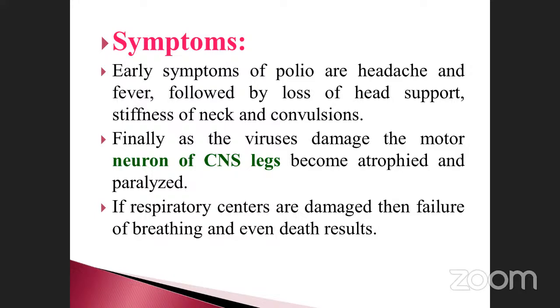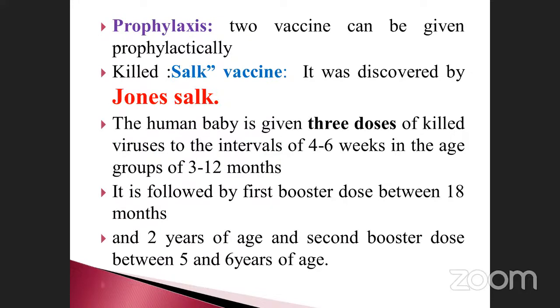Okay, see the prophylaxis. Two vaccines can be given prophylactically. Killed Salk vaccine. Note it down. This is very, very important. We are also getting the polio vaccine. That vaccine is called the Salk vaccine. It was first discovered by a scientist called John Salk. That's why it's called the Salk vaccine. Killed Salk vaccine. What is the meaning of killed Salk vaccine?